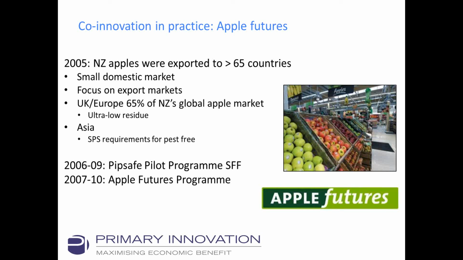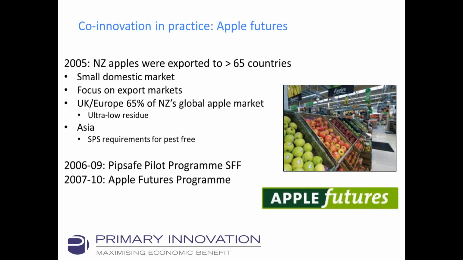So the Waimakariri Irrigation Scheme, as an example of why co-innovation should be used, was already, that approach, although not labeled as such, was already used in the Apple Futures project, which is one of our projects where we put that co-innovation lens over it to understand it better. So the Apple Futures program has a bit of background to it.